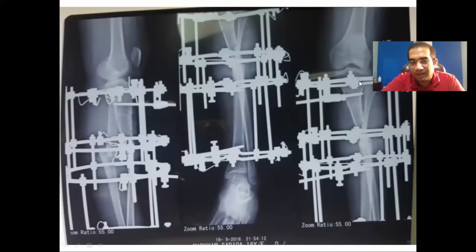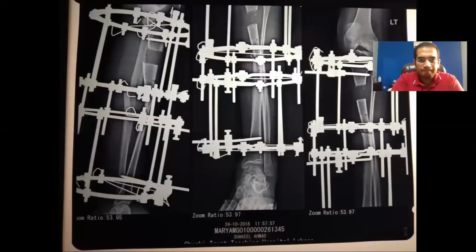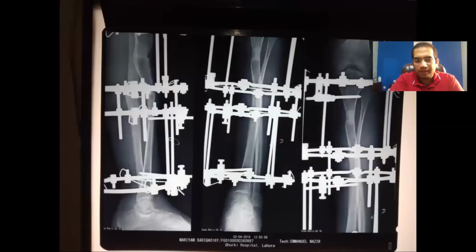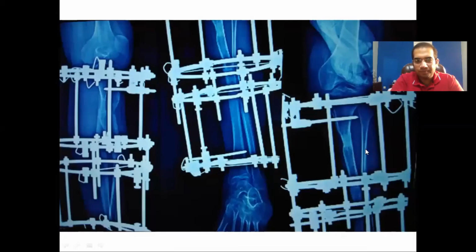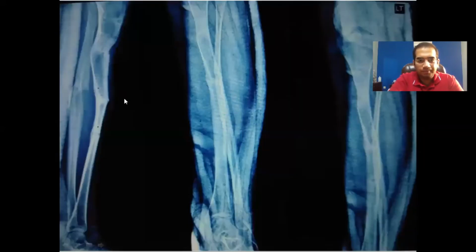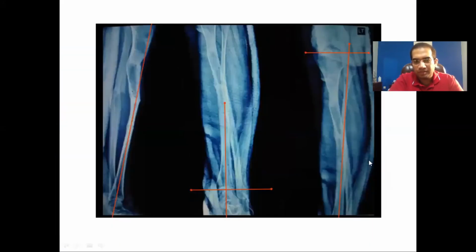Since this girl had a deformity in the condyle as well, on the x-ray it was somewhat of a skew deformity, a skew-shaped bone. Later on I did an osteotomy and I did lengthening as well, and in the end this was the final picture. You can see the bone has united, and the length has been achieved here.